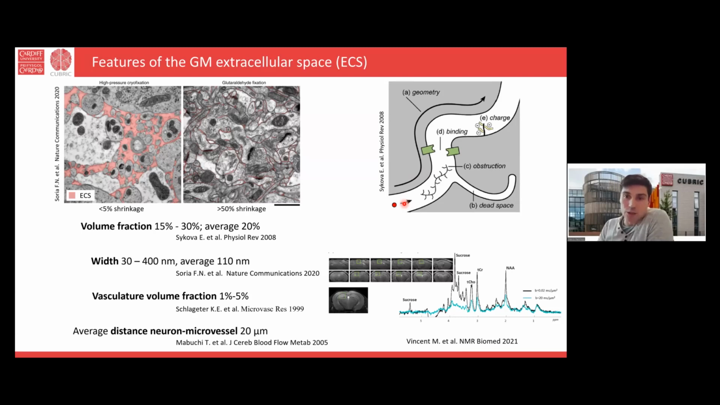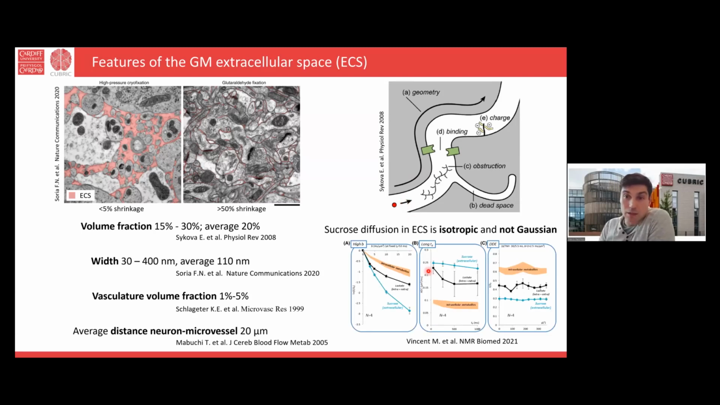And this study showed that the extracellular space, at least for the diffusion of sucrose, is isotropic and also not Gaussian, of course, because it's very tortuous. So we can basically conclude that the assumption in our models that the extracellular space is isotropic and is characterized by an effective isotropic diffusivity slower than free water is actually a good model assumption.